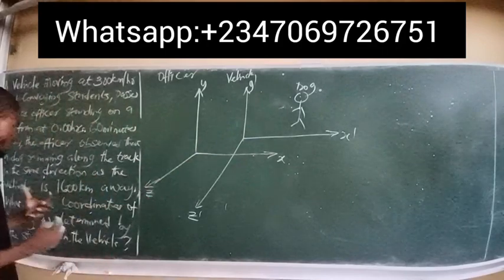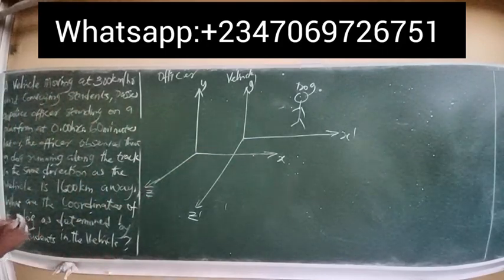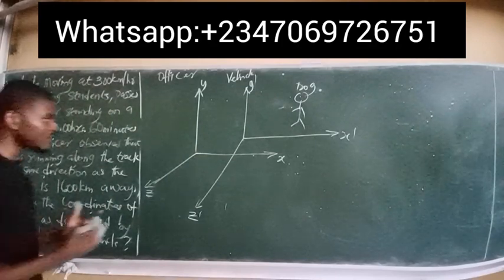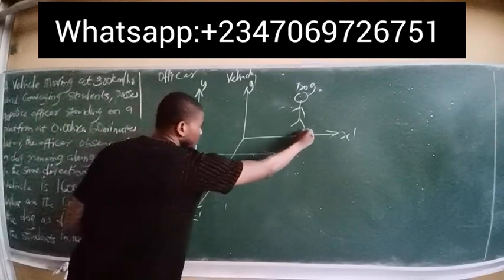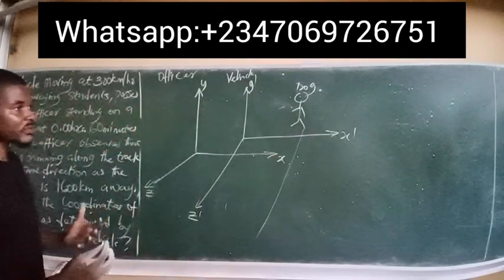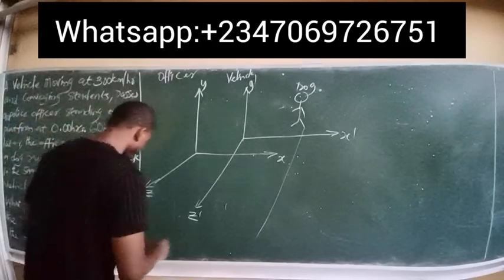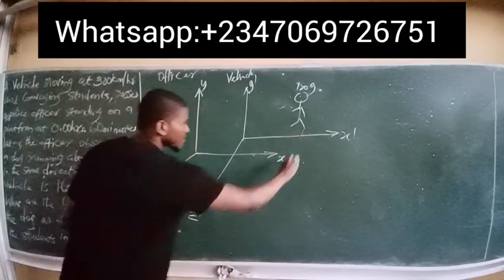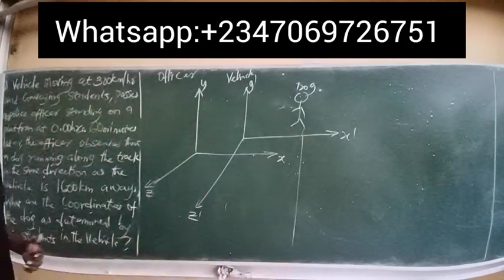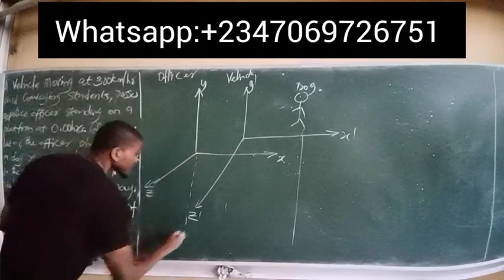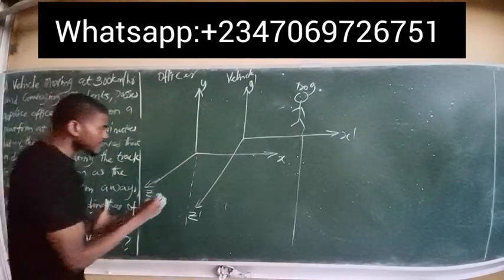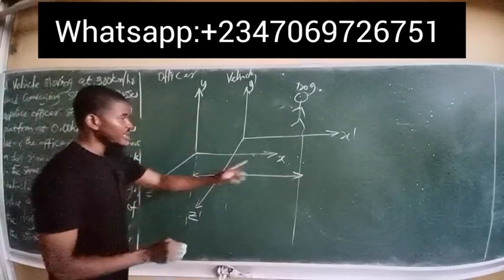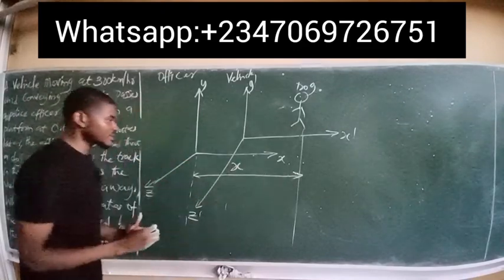Now, the question is asking us, what are the coordinates of the dog as determined by the students in the vehicle? So let's draw a line here which represents the coordinates of the dog. This is the origin of the observer, which is the officer. The distance from the observer to the dog itself is simply x. It remains x as can be seen here.